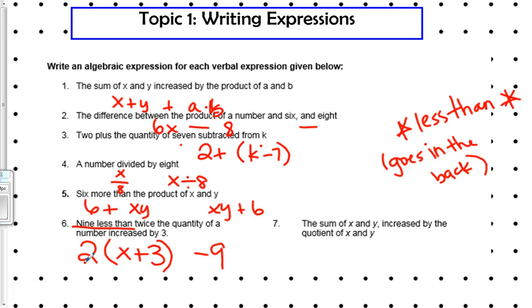Alrighty, 7. The sum of x and y, okay, cool. I'll see if I need to put it in parentheses in just a second, increased by the quotient of x and y, okay? Well, again, I want to increase my sum by the quotient, but does the order matter? Do I need these parentheses here and here? Not necessarily, because no matter what, I'm going to do the quotient first, and then it's all going to be added anyway, so it doesn't really matter the order in which it happens.